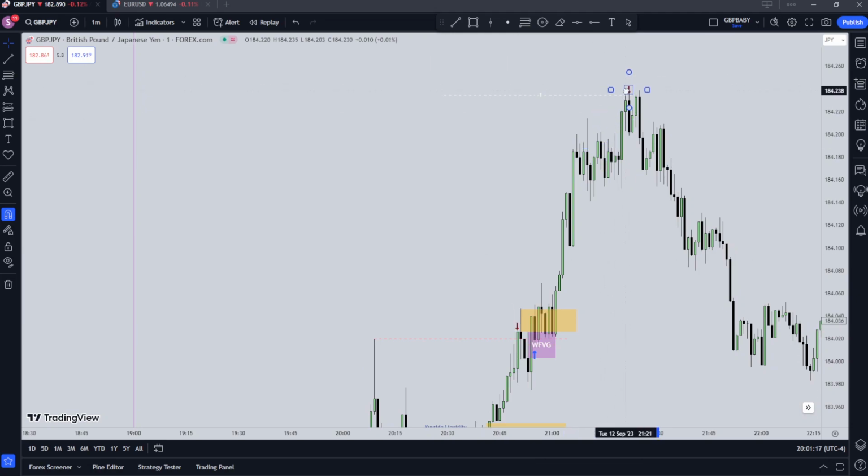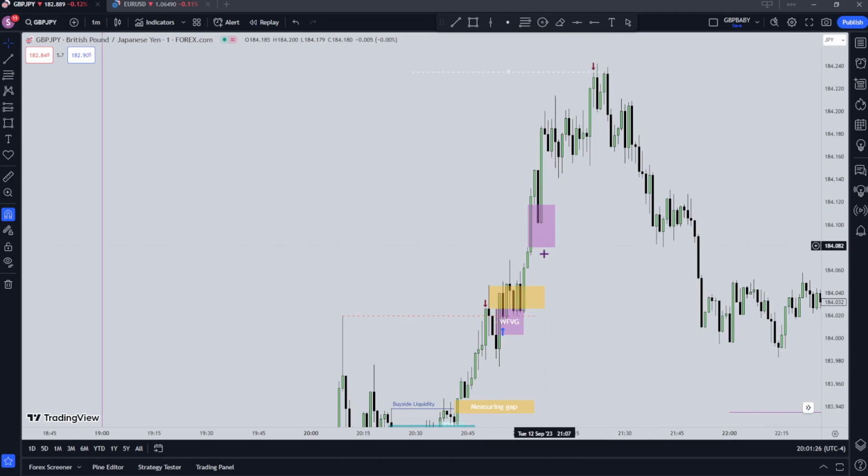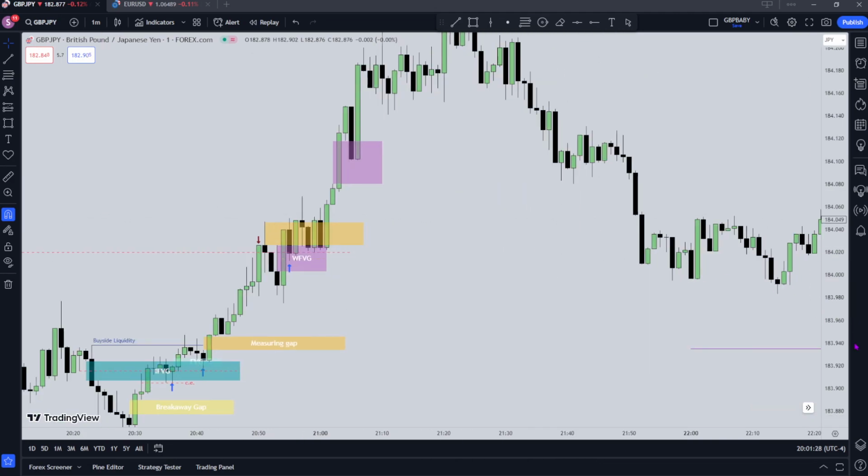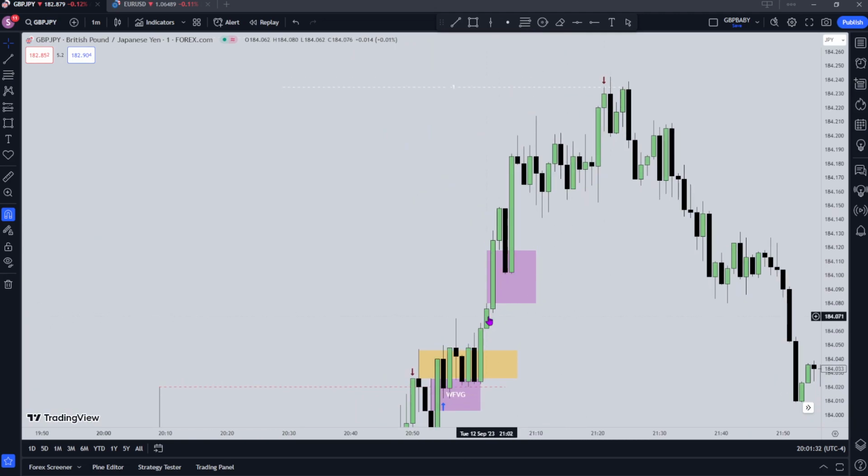That would be an ideal entry there. Move there. Let's look at this fair value gap. We have a breakaway gap here. Is that not a measuring gap? No, it's a breakaway gap, because this is another range, this is another leg, isn't it? So I'd want to see that left open.